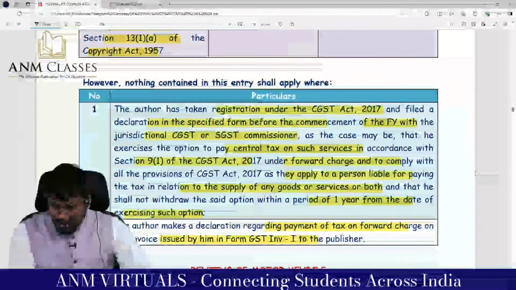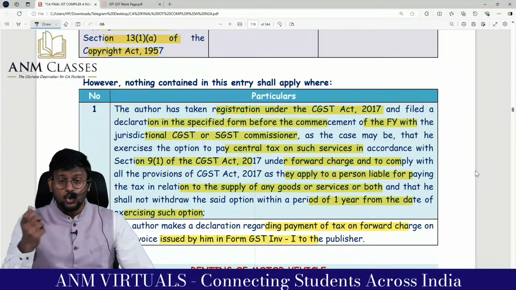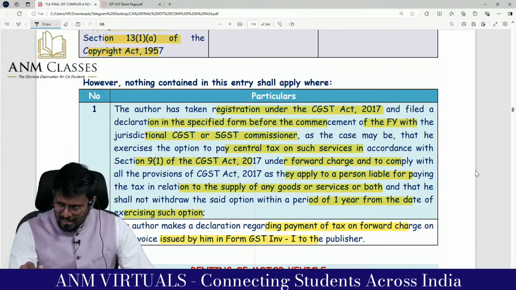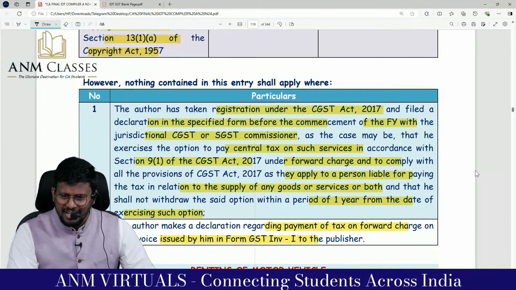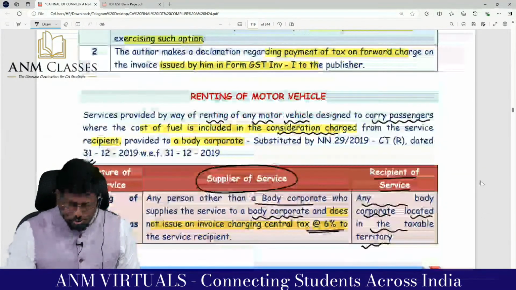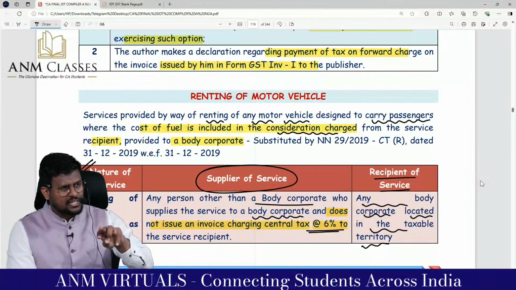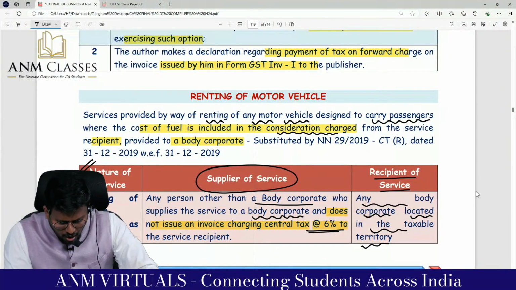But they have given an option, my dear lovable students. Before the start of the financial year, he has to go before the jurisdictional CGST or SGST officer and say that I want to travel through the forward charge mechanism instead of reverse charge mechanism, and he has to raise the tax invoice, and he has to give an undertaking that I will not withdraw that till the end of the financial year. Are you all really with me? And whatever invoices he is raising, in that invoice he has to mention that I have opted to travel through forward charge mechanism instead of RCM.